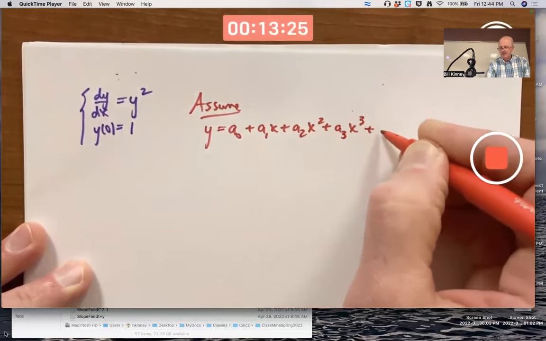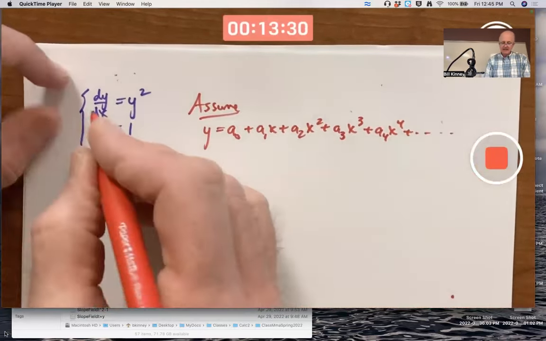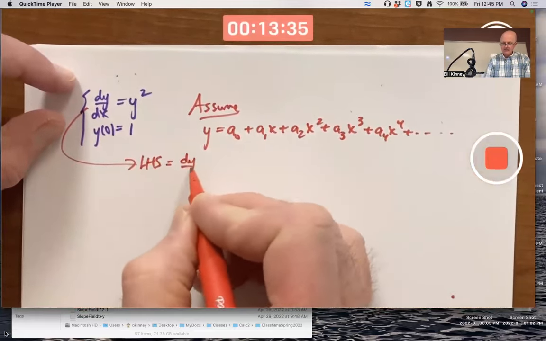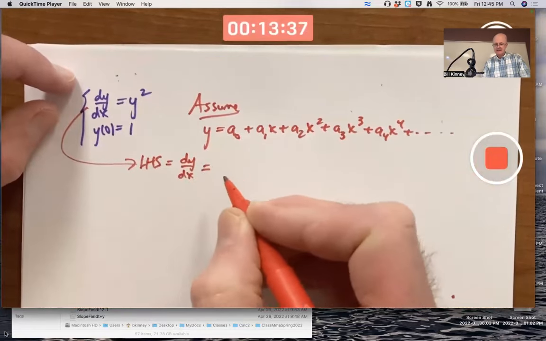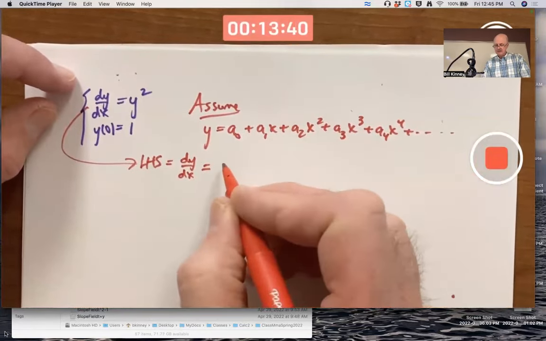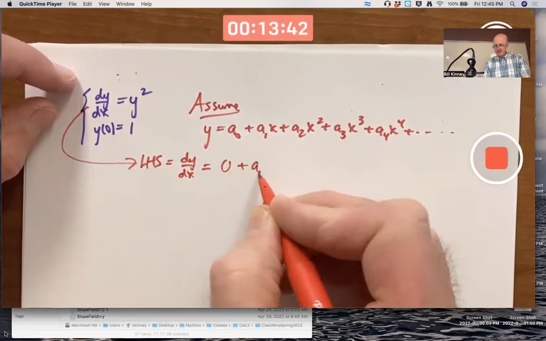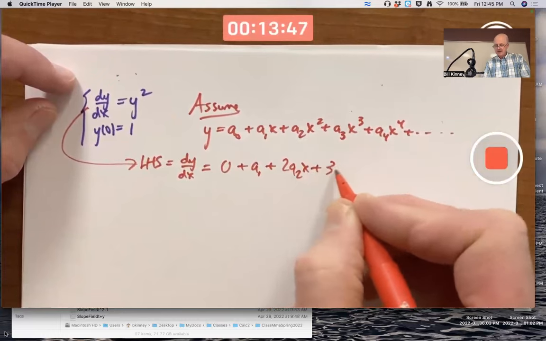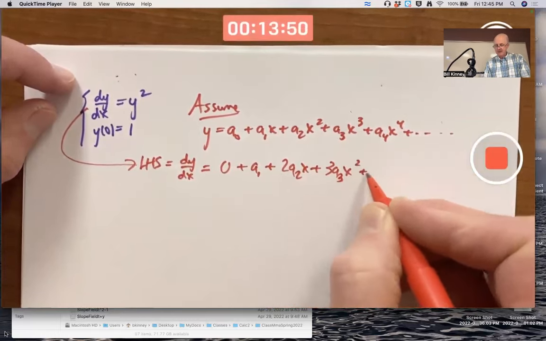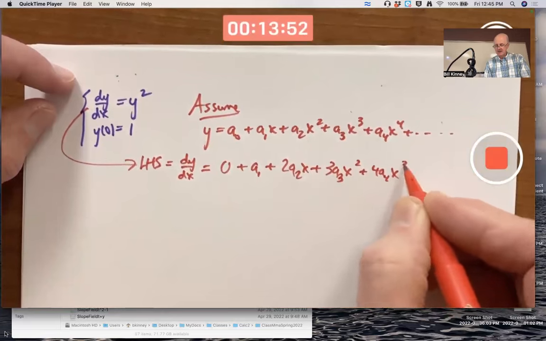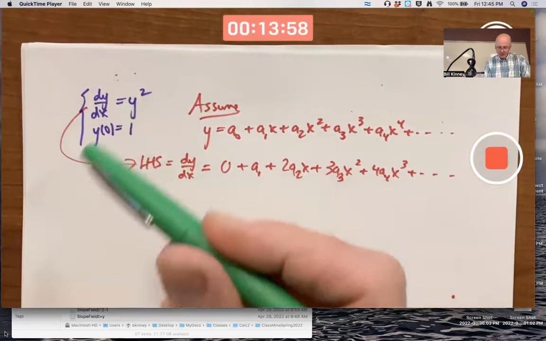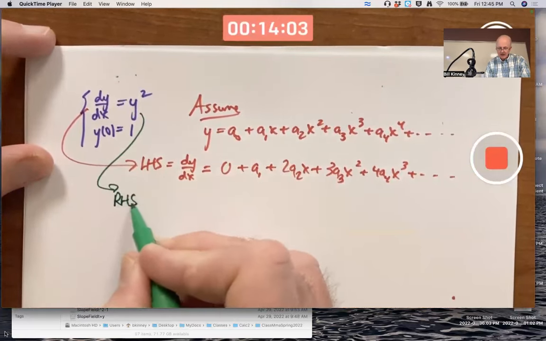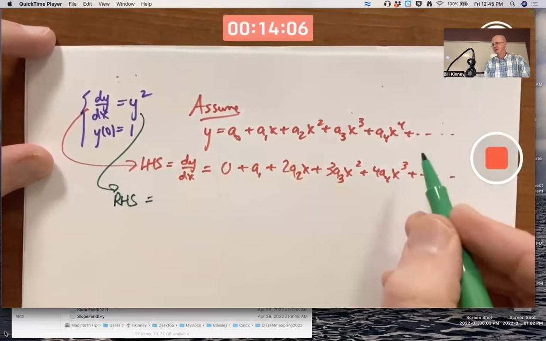Same thing as before. And in fact, in this case, the left-hand side is the same thing as before. dy/dx is still the derivative: 0 plus a1 plus 2a2x to the first power plus 3a3x squared plus 4a4x cubed, etc. But the right-hand side is y squared. It's more complicated. I have to square this power series.